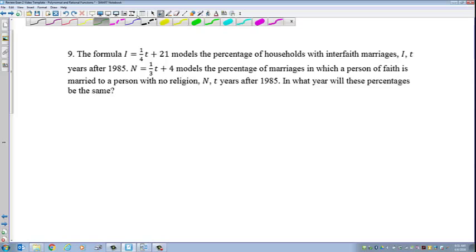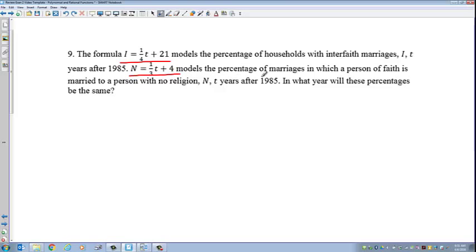All right, so let's take a look at this one here. And so it says the formula, and gives us the formula, I equal to 1/4 t plus 21, models the percentage of households with interfaith marriages, I, t years after 1985. N equal to 1/3 t plus 4, models the percentage of marriages in which a person of faith is married to a person with no religion. N, which is t years after 1985. In what year will these percentages be the same?